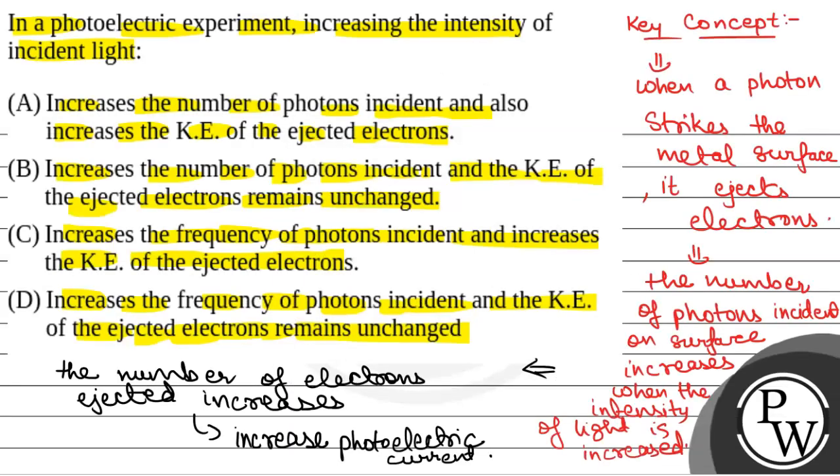So the correct option will be: in a photoelectric experiment, increasing the intensity of incident light increases the number of photons incident, and the kinetic energy of ejected electrons remains unchanged, which is option B. So the correct option will be option B.